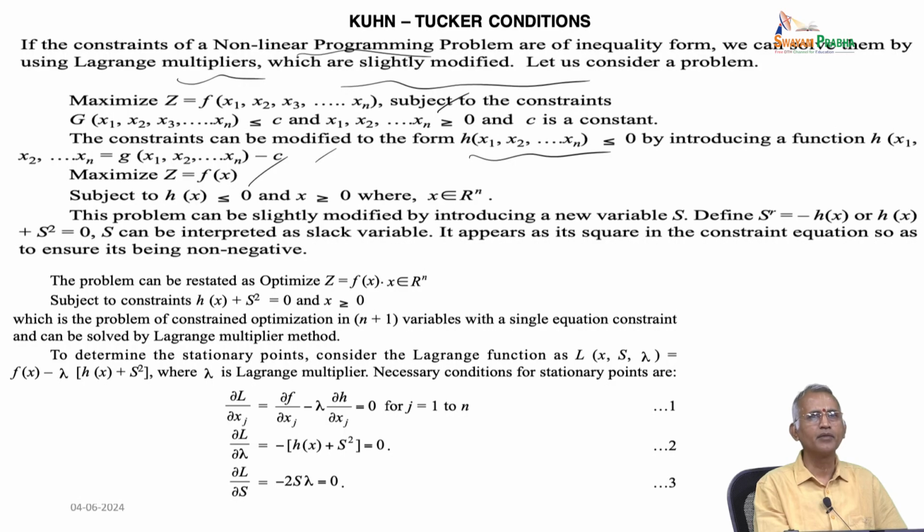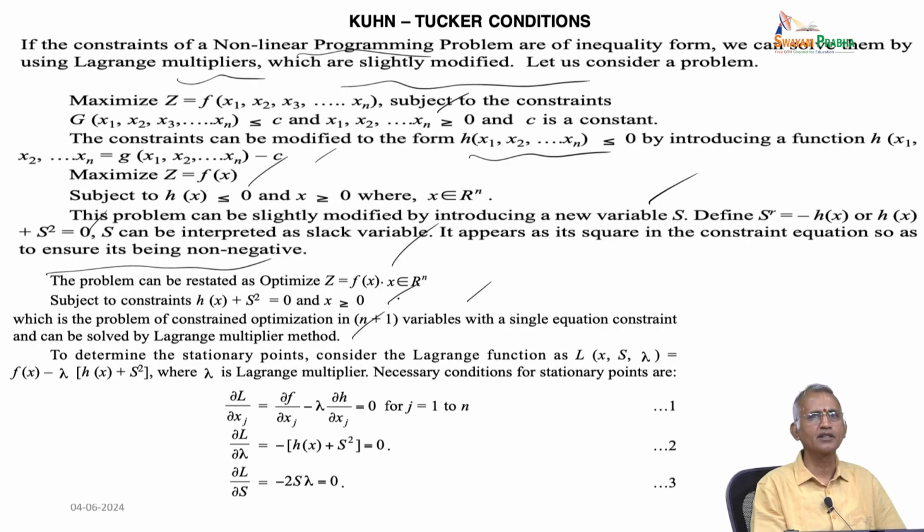So the problem can be slightly modified by introducing a new variable s and defining s square equal to minus h of x, that is, h of x plus s square equal to 0. s can be interpreted as a slack variable. It appears as its square in the constraint equation so as to ensure it is non-negative. So the problem can be restated as: optimize z equal to f of x subject to the constraint h of x plus s square equal to 0. This problem, optimized in n plus 1 variables with a single equality constraint, can be solved by Lagrange's multiplier method.